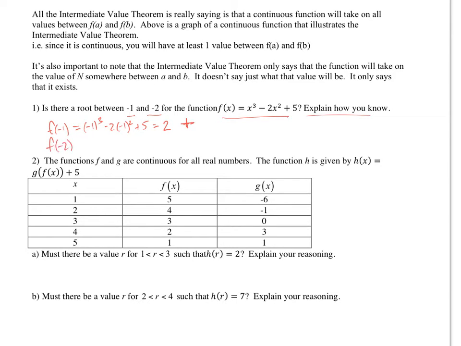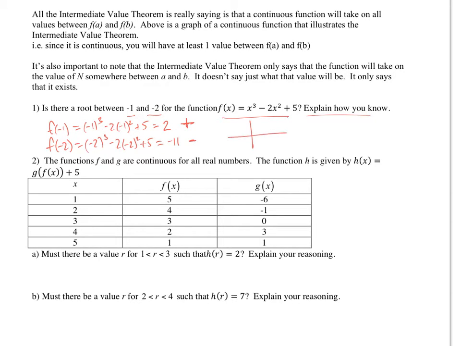When I plug in f of negative 2, this ends up being negative 2 cubed minus 2 times negative 2 squared plus 5. This gives me negative 8 minus another 8 plus 5, which will end up being negative 11, which is a negative value.